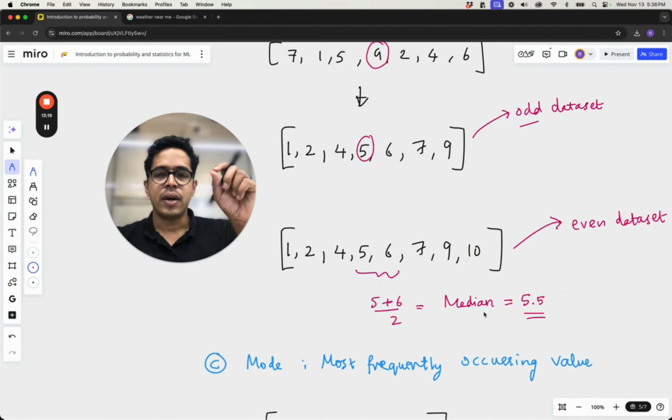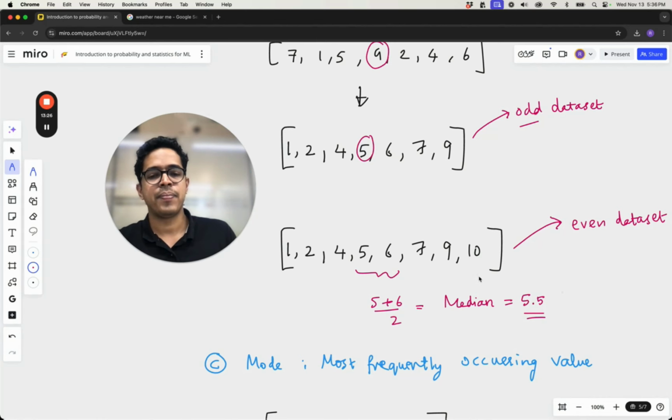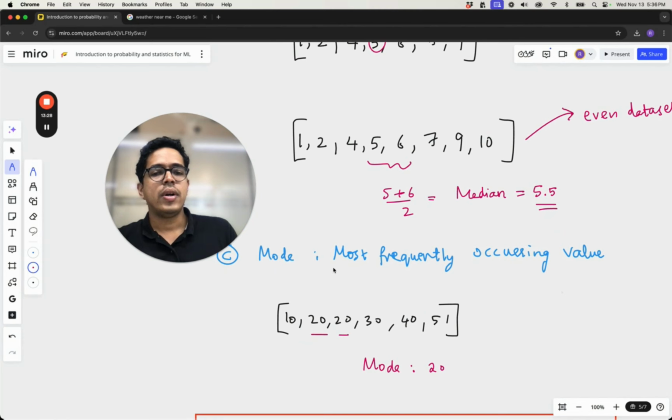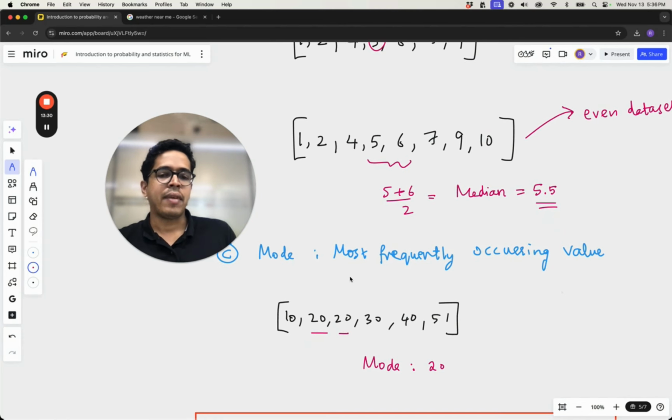I will come to a very interesting example of why these things are particularly useful using a very specific example. Now, mode is basically the most frequently occurring value. So in this data set consisting of 1, 2, 3, 4, 5, 6 numbers, mode is 20, because 20 is the most commonly occurring number in this particular data set. All right. I think these are good enough for the definitions of central tendency of a data set.